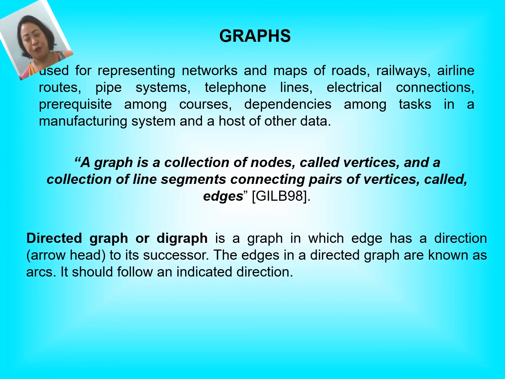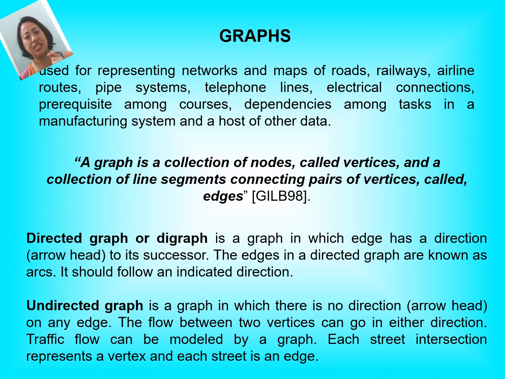And we have to determine the two different types of graph. So we have the digraph or directed graph and the undirected graph. When we say digraph or directed graph, it is a graph in which each edge has a direction, from the term itself, directed graph, it has a direction. So every edge has a direction going towards its successor. These edges are what we call arcs.